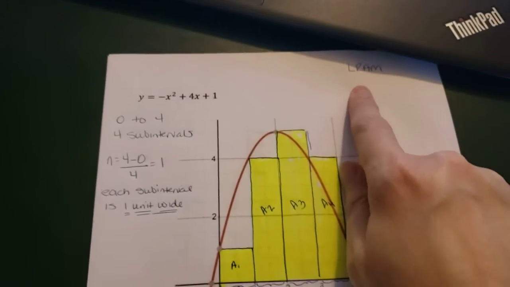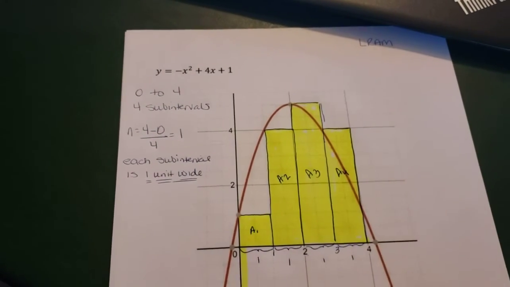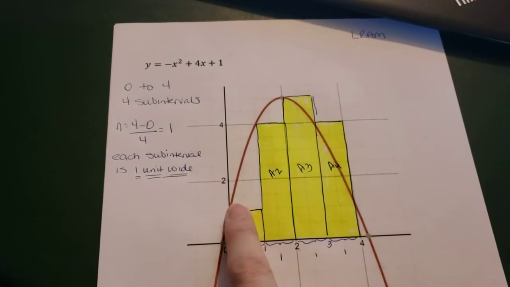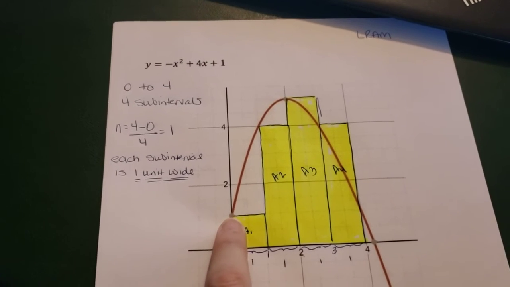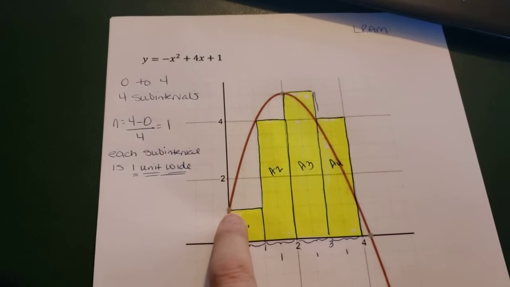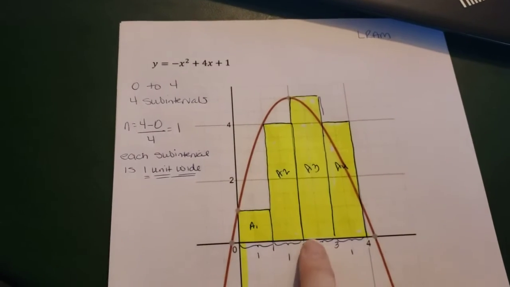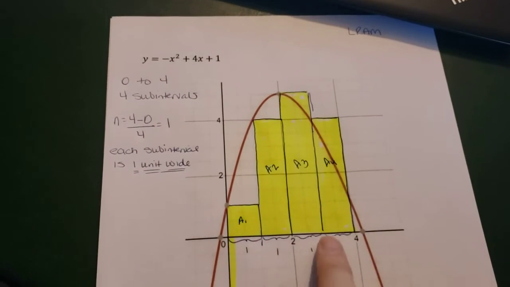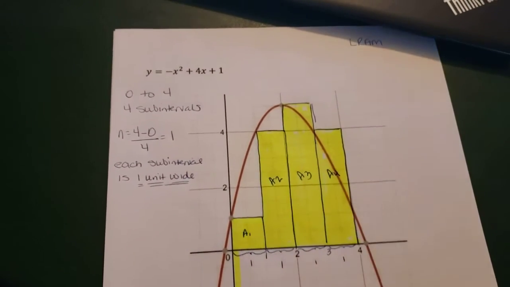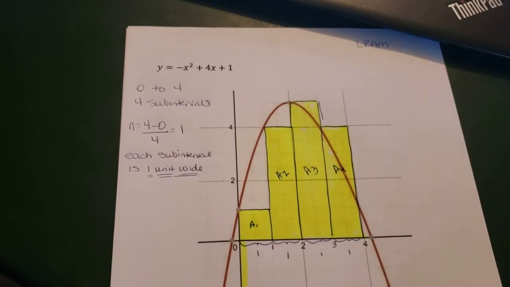Now, we're working on left rectangle approximation in this example. So what that means is we're going to draw a bunch of rectangles where the left side of the rectangle touches the graph. So the left side of the first rectangle touches the graph, the left side of the second one, the left side of the third one, and the left side of the fourth one. Now, I was using a highlighter, so forgive me if it's not quite accurate.